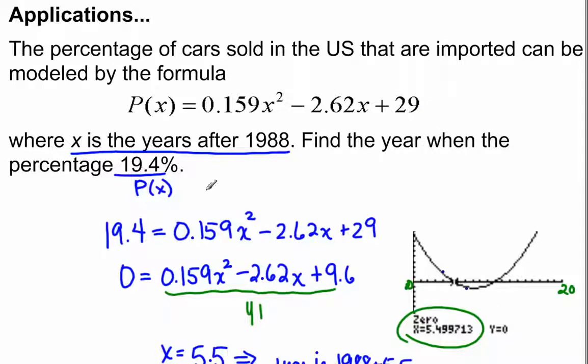We want to find the year when the percentage of imports sold was 19.4. So that means the answer, P of X, is 19.4. It's equal to this formula, this function.